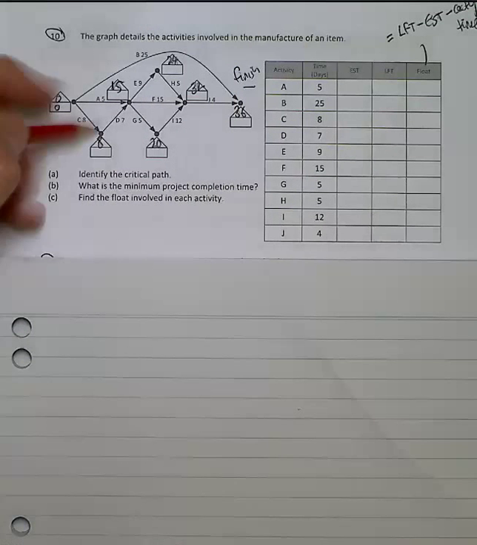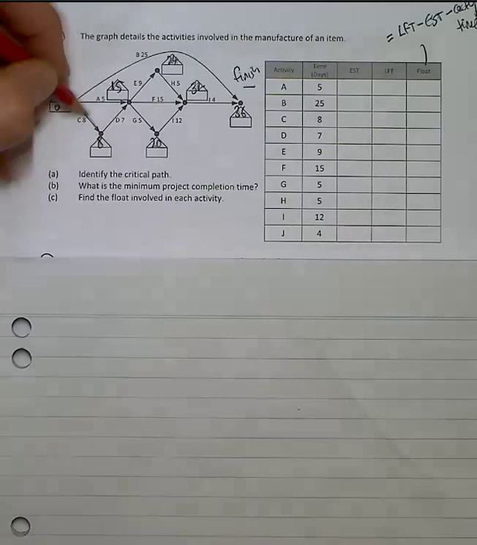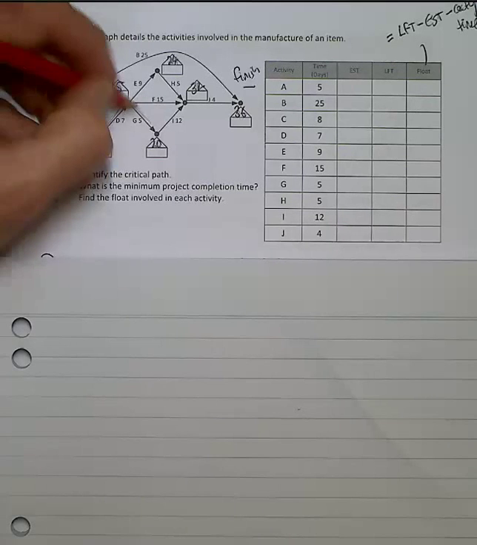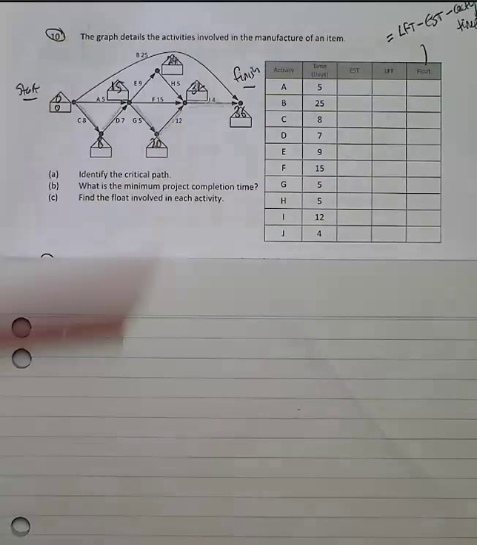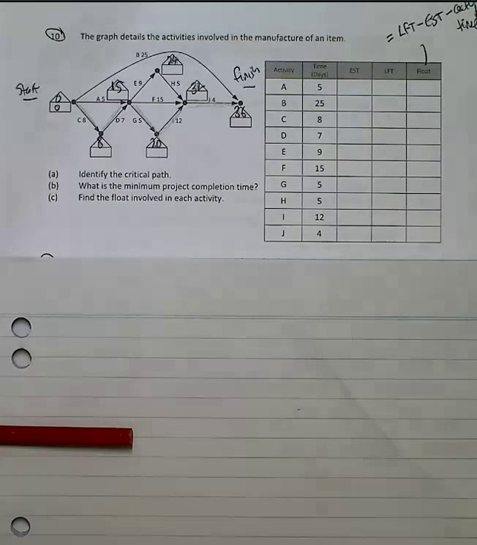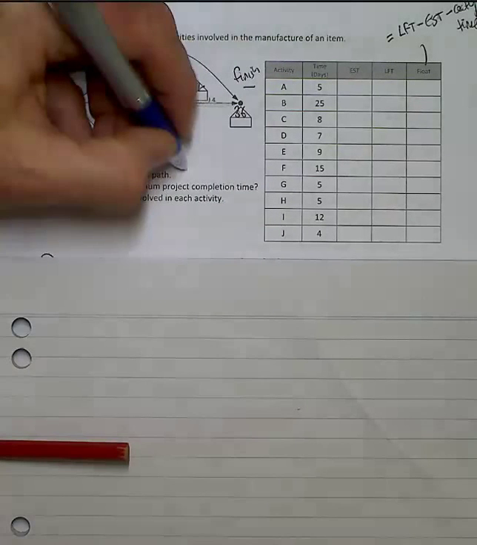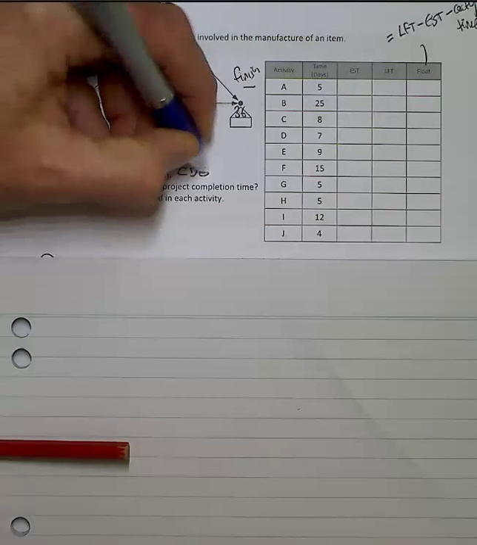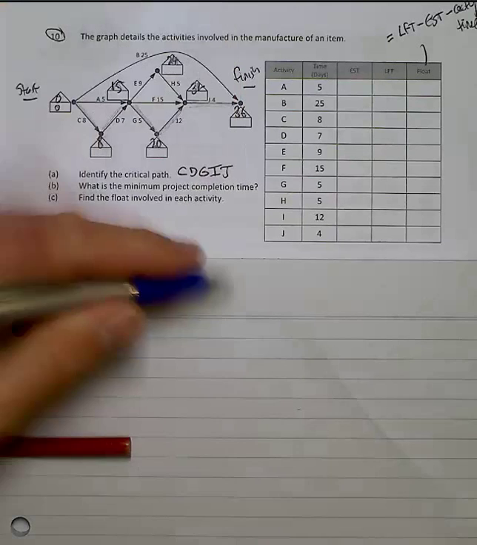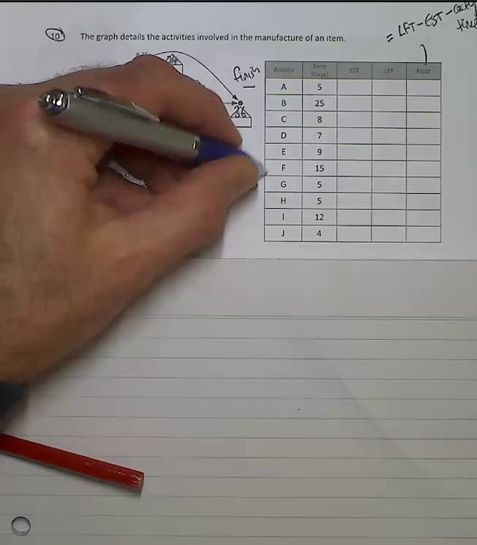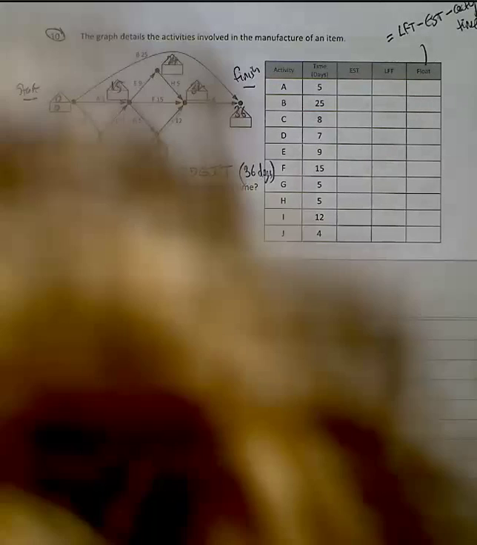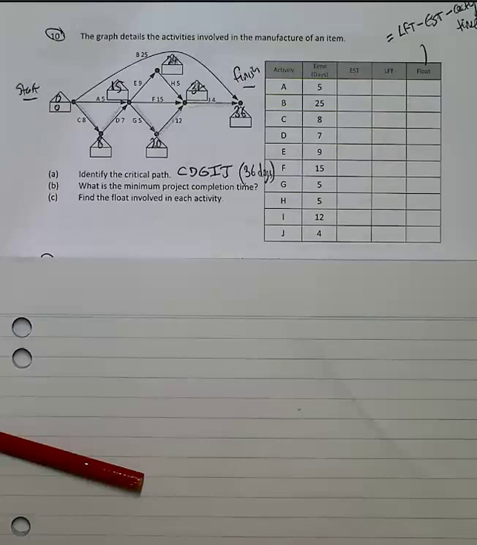The critical path, taking through C, D, G, I, and J. So the critical path, and I don't have time to put it there, but 36 days. Next step, I use backward scanning. Forward scan to find the critical path.